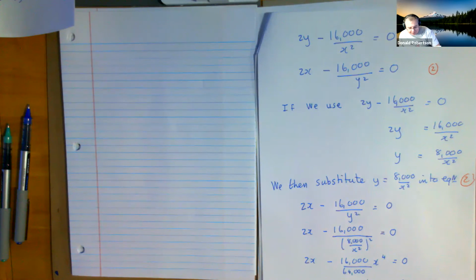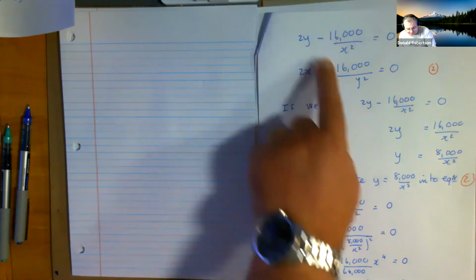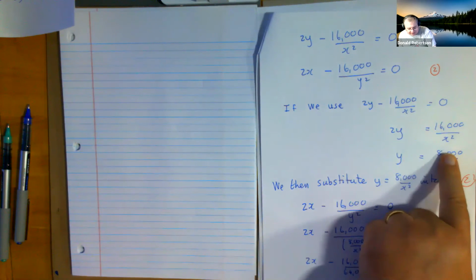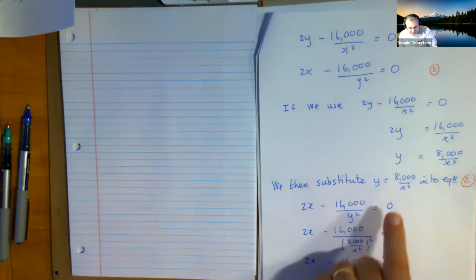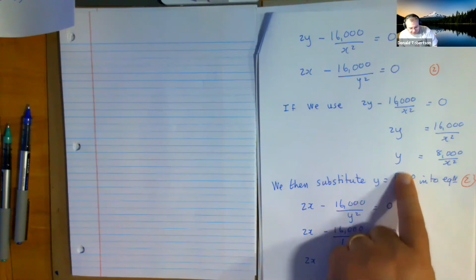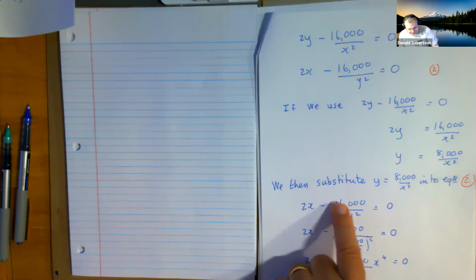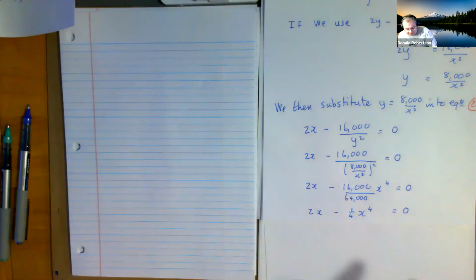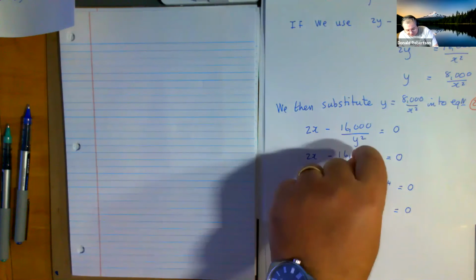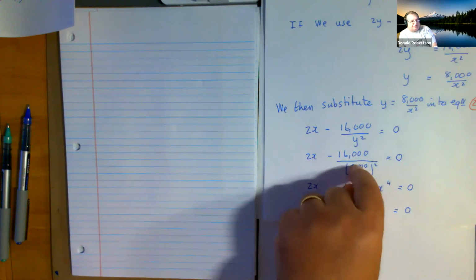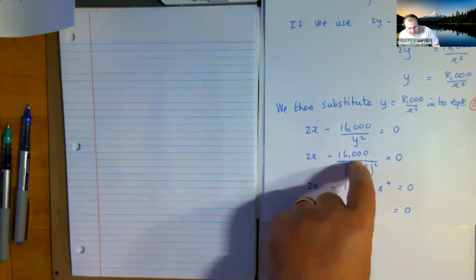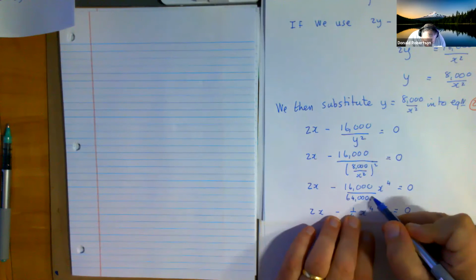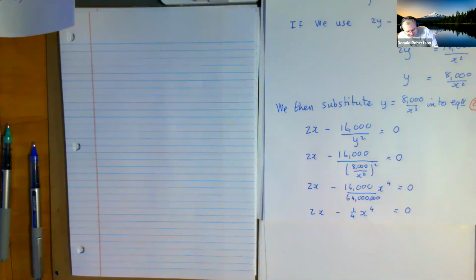In other words, pick an equation, for instance, take equation 1, and rearrange it so that y is in terms of x. And then you can plug that guy into equation 2. So I'm going to substitute y equals this. So it's going to be 2x take away 16,000 over that guy. Now it gets messy. 16 over y squared becomes 16,000 over ugly fraction squared. Ugly fraction squared gets you 64 million over that guy.